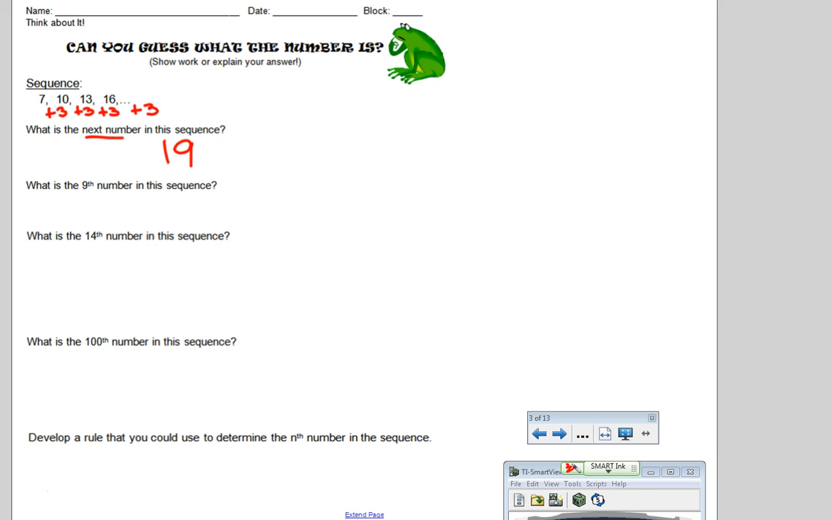So some of you guys might go, well, okay, let's see, 1, 2, 3, 4. This is already the 5th number right here. So maybe at this point you realize, well, I only have to do 19 plus 3 more, that would be the 6th number, plus 3 more would be the 7th number, plus 3 more would be the 8th number, and plus 3 more would be the 9th number.